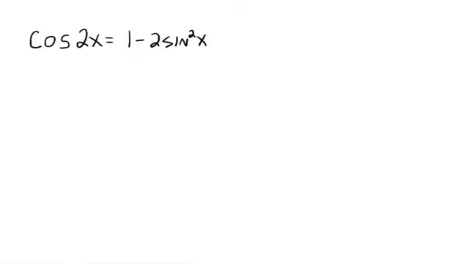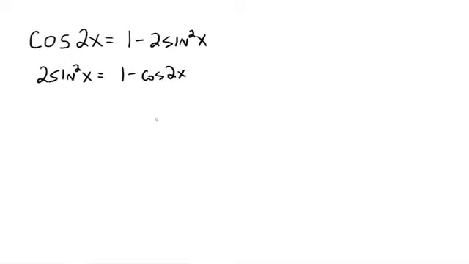Alright, this video is on the half angle identities. Suppose we have the cosine of 2x. We know that that's equal to 1 minus 2 sine squared x from our double angle identities. So let's take this formula and solve for sine. Then that would mean that 2 sine squared x equals 1 minus cosine of 2x.